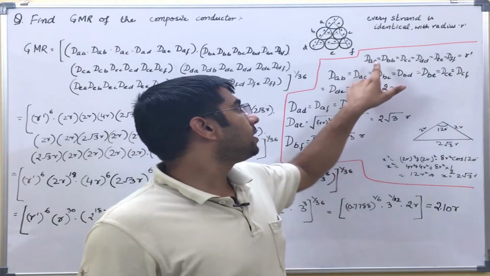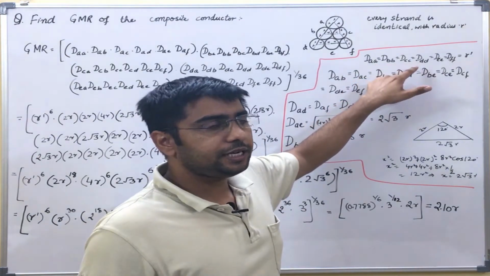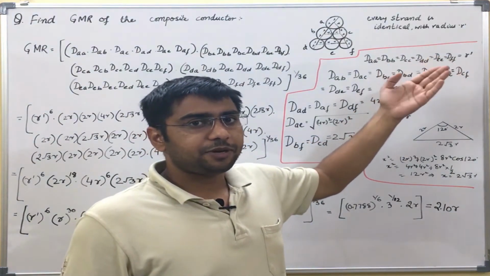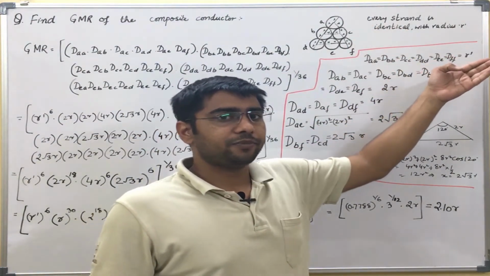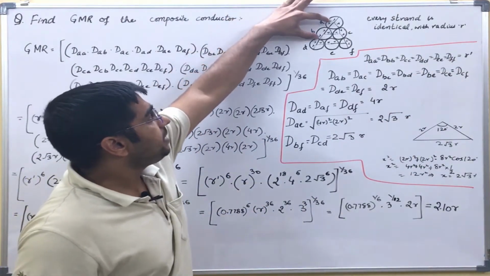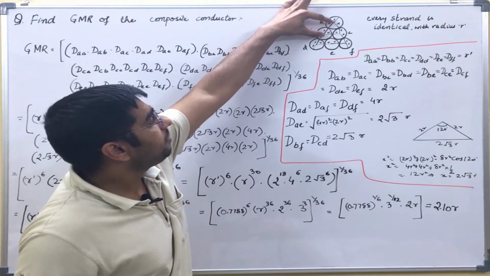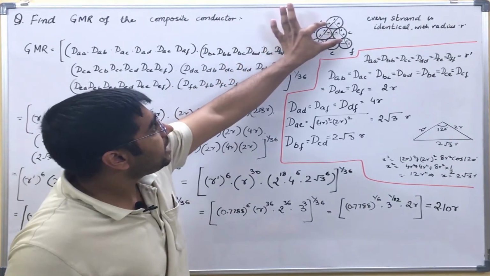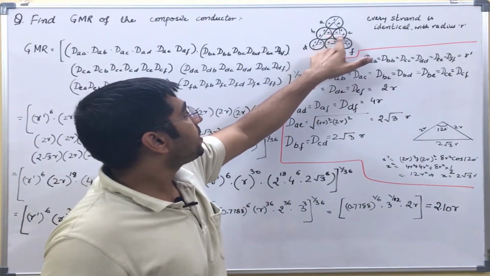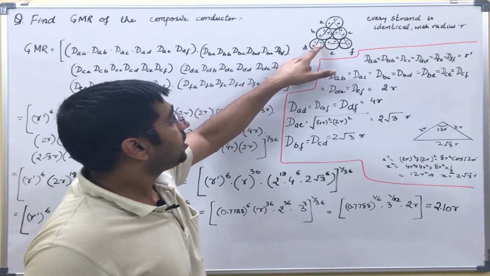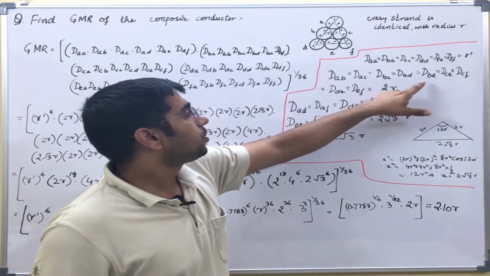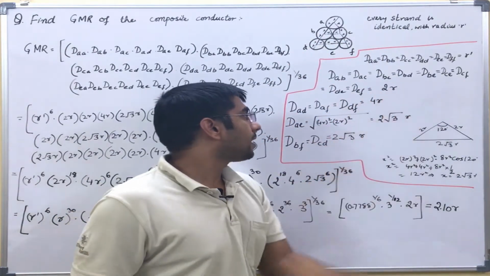Now I already told that DAA, DBB, DCC, DDD, DEE, DFF are all the self GMD of every strand, which is simply r prime or r dash. Now let us see what DAB is. DAB is r plus r, so DAB will be 2r. Similarly, DAC will be 2r, DBC also 2r, r plus r, DBD still 2r, DBE also r plus r, 2r. All these terms will be 2r.